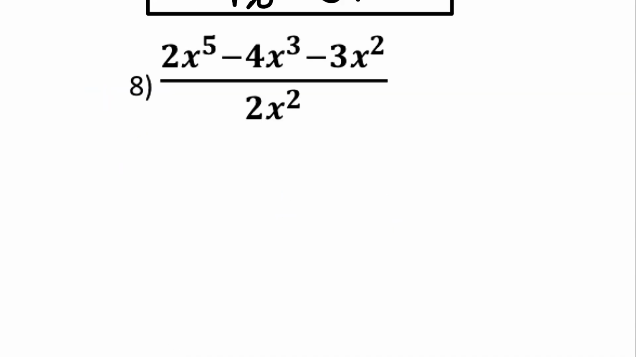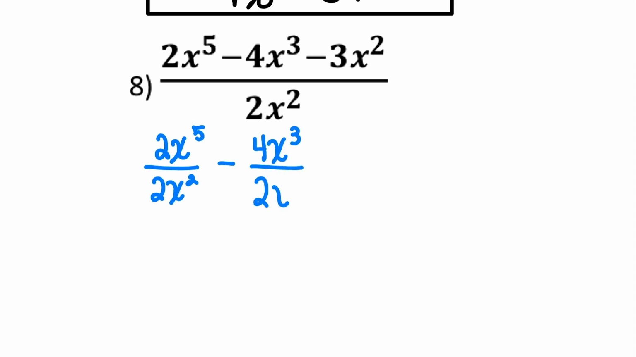When we are dividing a multi-polynomial by, well, that's redundant, but a polynomial by a monomial, we can go ahead and separate each term individually. So this is going to be 2x to the 5th over 2x squared minus 4x cubed over 2x squared minus 3x squared over 2x squared. When we are looking at each term individually, we're going to go ahead and simplify the coefficients. So 2 divided by 2 is just 1, 4 divided by 2 is 2, and then 3 halves is not going to change.